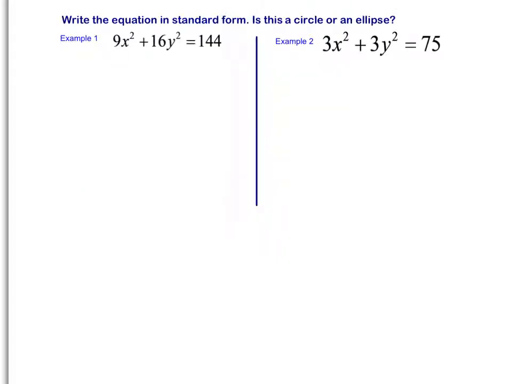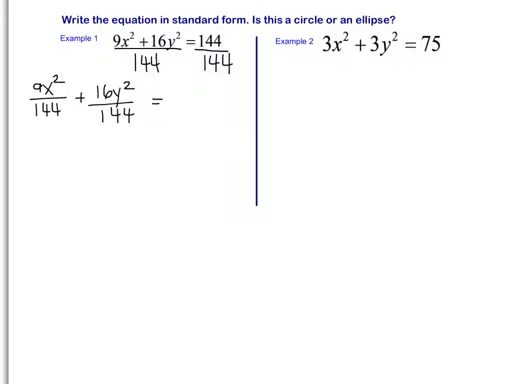All right, well, the first example is not going to require any graphing. So it says write the equation in standard form and then determine if it's a circle or an ellipse. Well, in our equation for our ellipse, you saw that it was always equal to 1. So let's go ahead and get this equal to 1 on the right-hand side by dividing by 144 on both sides. So dividing by 144 on the left-hand side means you're dividing both the 9x squared by 144 and the 16y squared by 144. And then obviously on the right-hand side, 144 over 144 is 1.